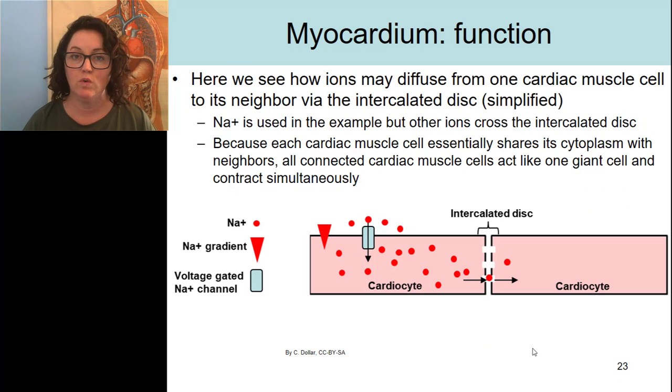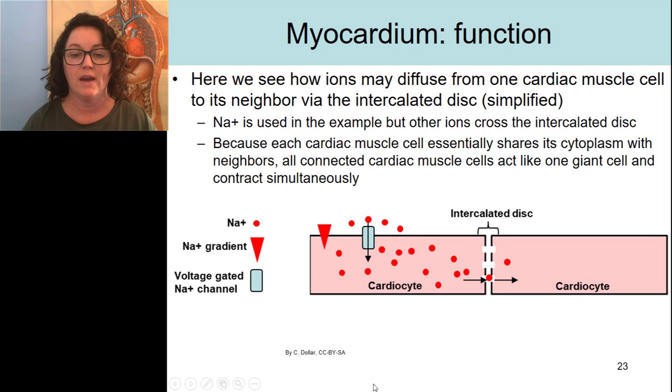Here we can see a visual representation of how ions can diffuse from one cardiac muscle cell to the next by going through those intercalated discs. Now, this image is highly simplified, but it gets the point across, okay? So in the picture here, we see two cardiac muscle cells with an intercalated disc between. The little red circles are sodium ions. The red wedge is showing you the sodium gradient, so there's more sodium outside than inside. And then we also have a voltage-gated sodium channel in the cell membrane.